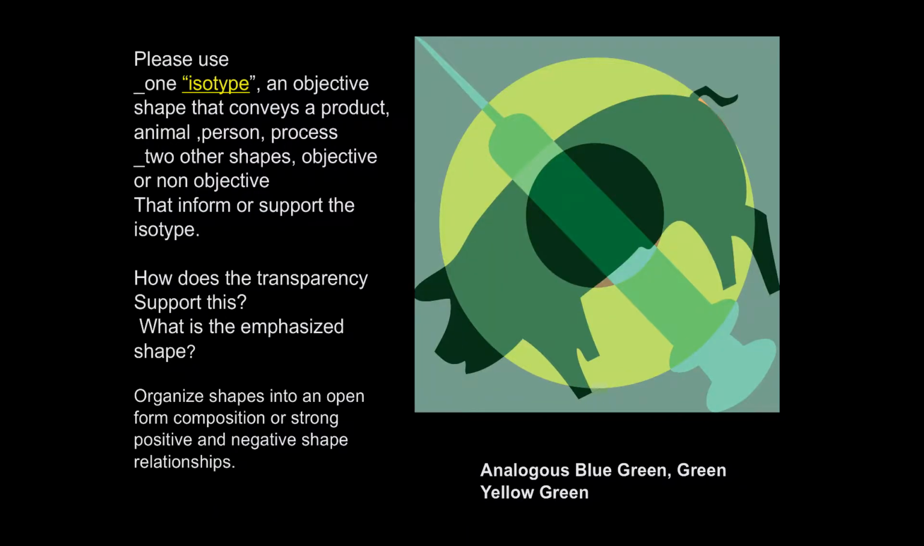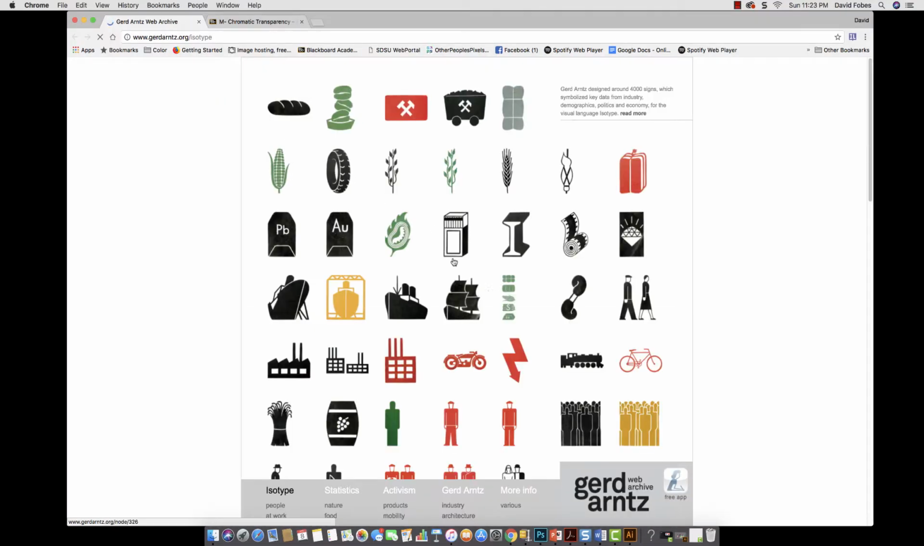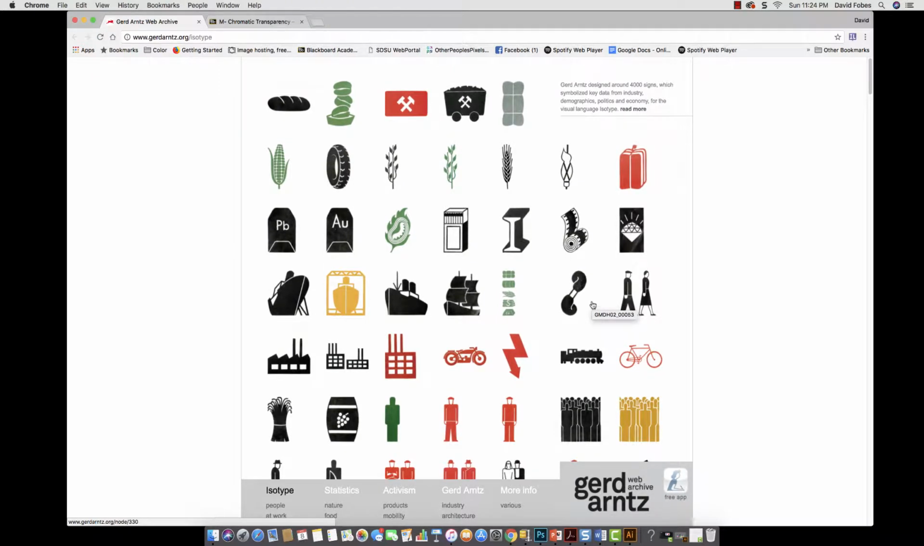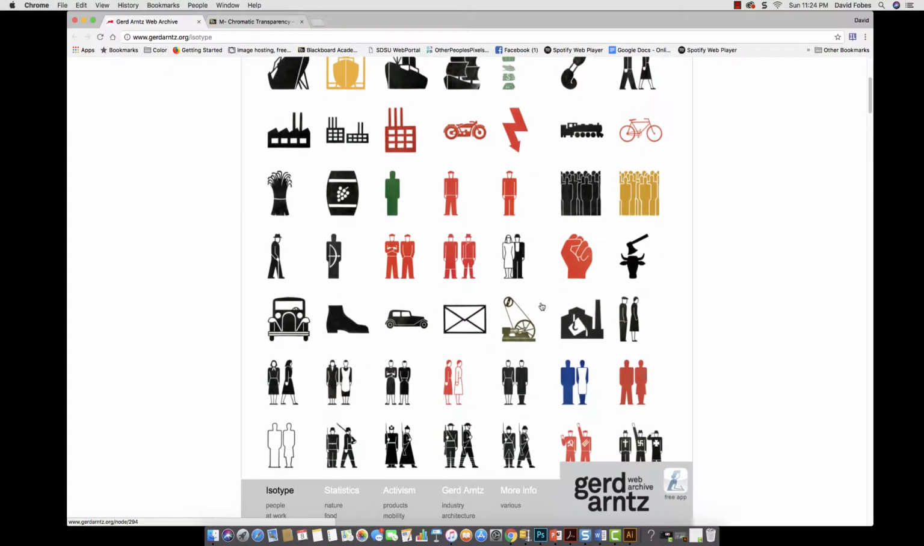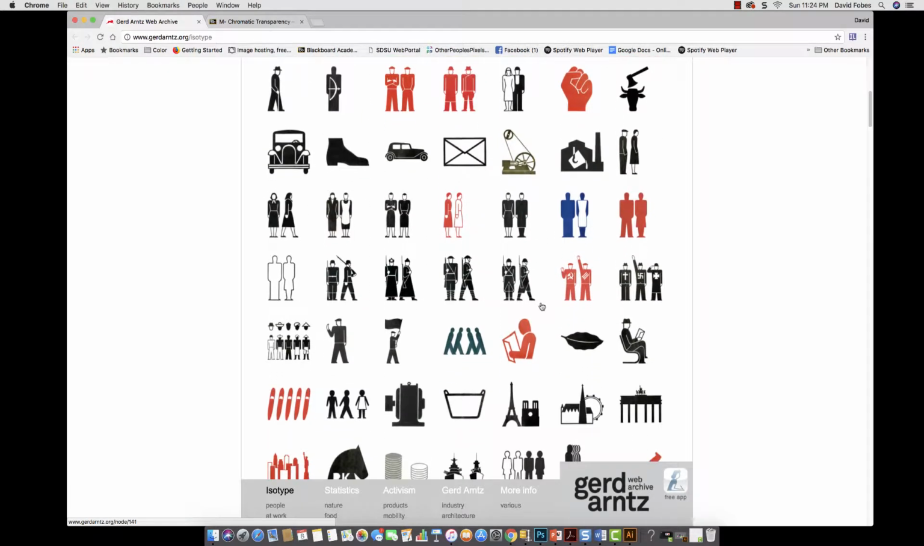Okay, so we're going to use an isotype and then two shapes of choice. And an isotype is an objective shape that conveys a product, animal, person, or process. So we'll go to the website here of Gerd Arntz, and he's the guy that developed isotypes in the 40s and 50s. He was a graphic designer, and his intention was to create universal symbols that people would recognize worldwide.